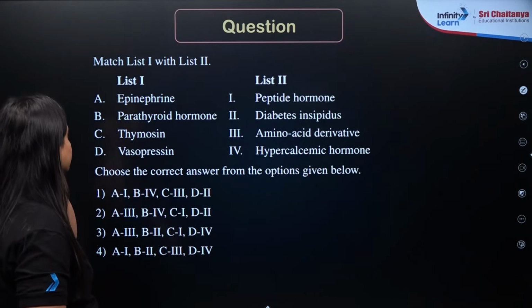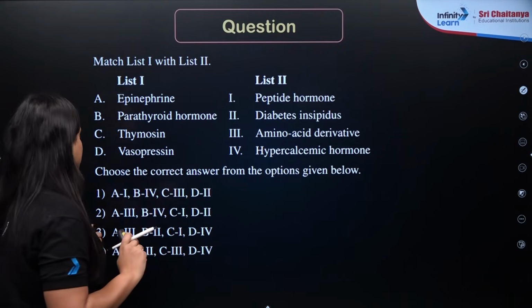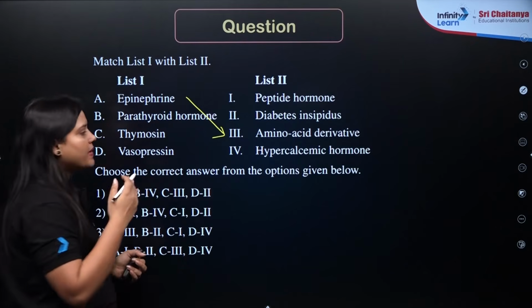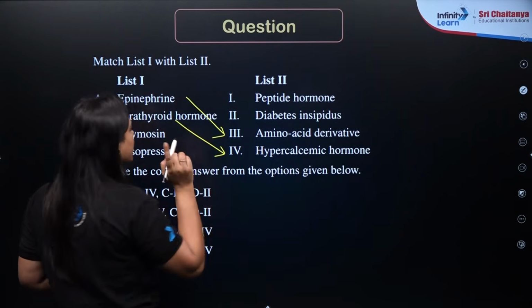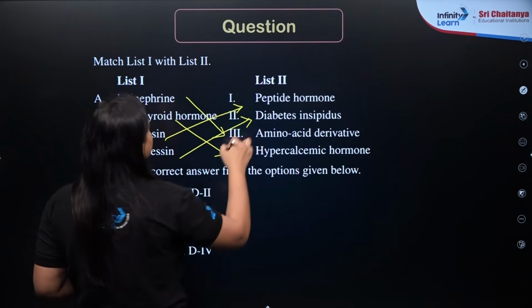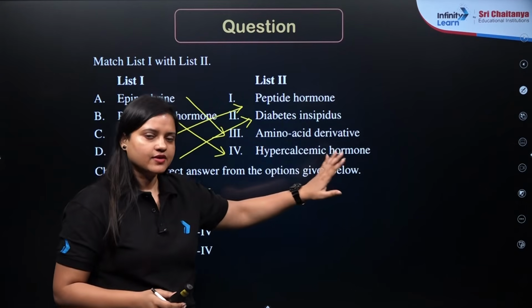Right? Next question. So we have list 1 and list 2. Let's match it. Epinephrine is amino acid derivative. Parathyroid hormone is hypercalcemic hormone. Thymosin is a peptide hormone and vasopressin deficiency will lead to diabetes insipidus, right?